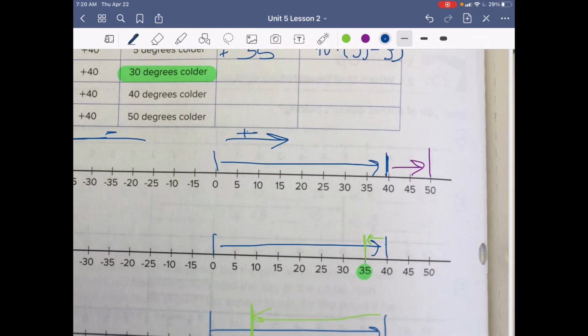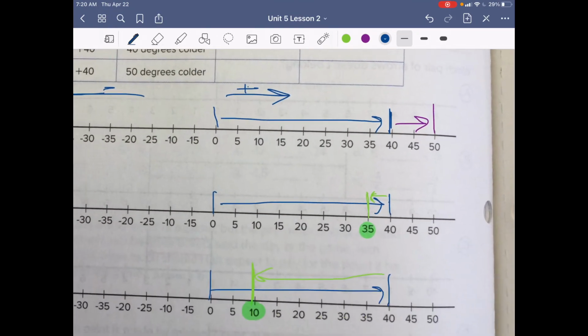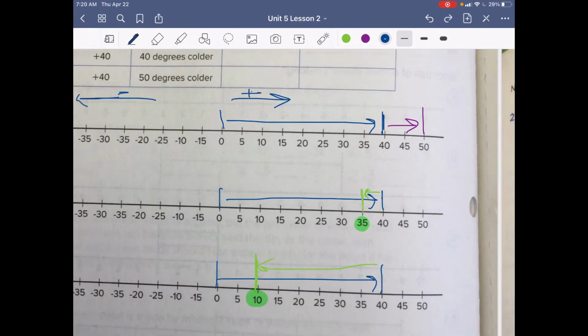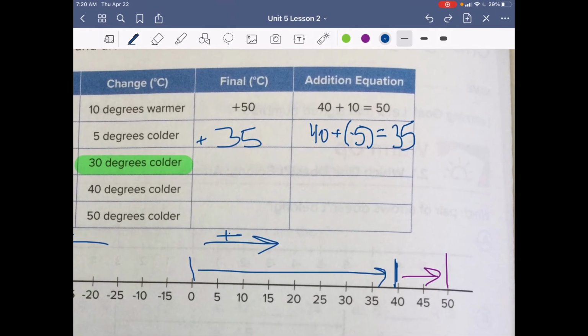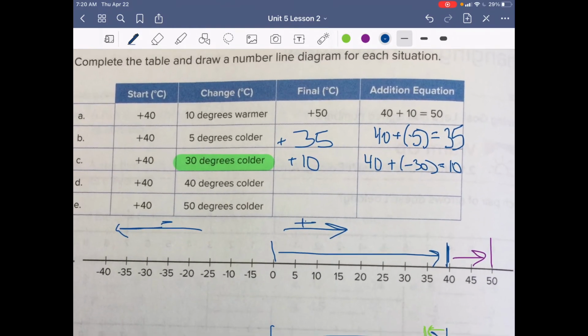Was it a positive 10 or a negative 10? Yeah, it's a positive 10. Oops. So positive 10. And we had 40 plus, we had to go down 30. So negative 30 equals 10. Let's look at the next one.